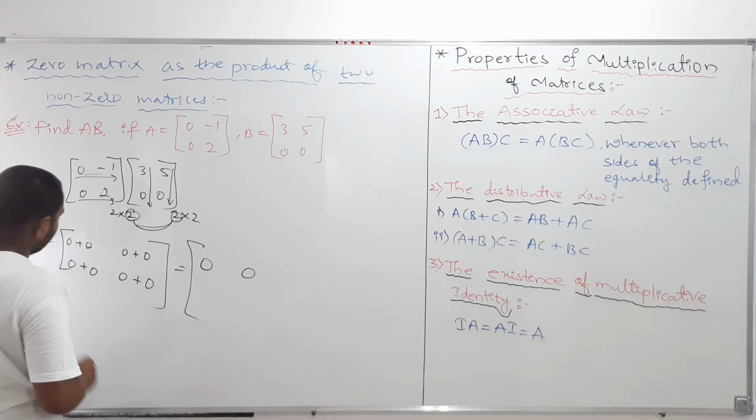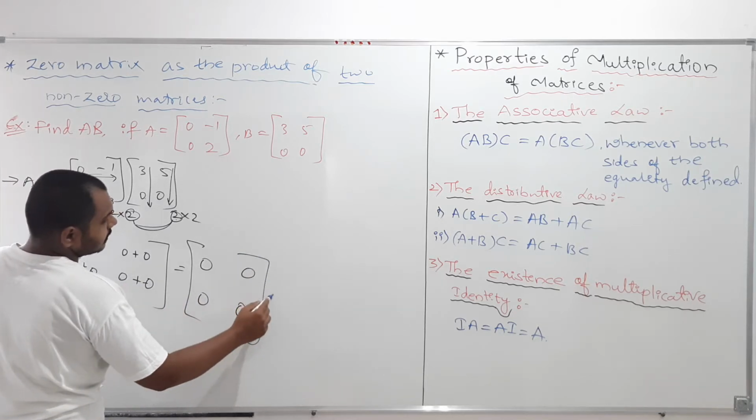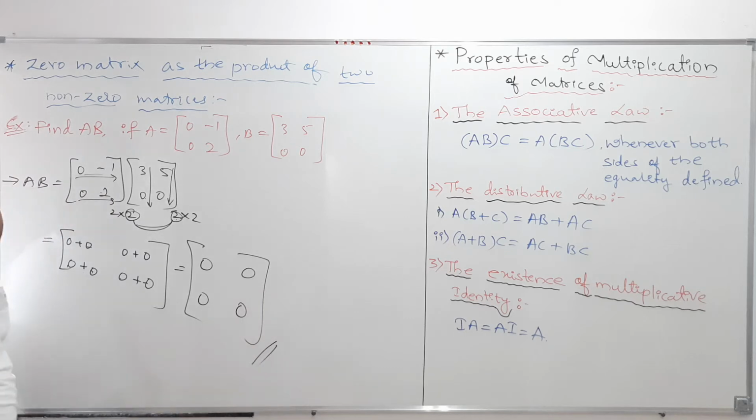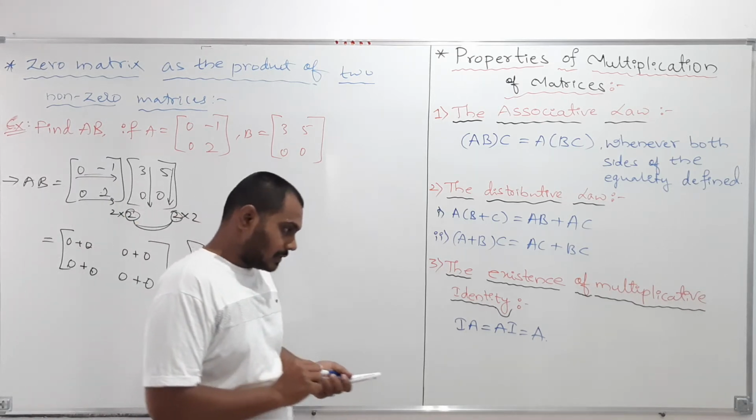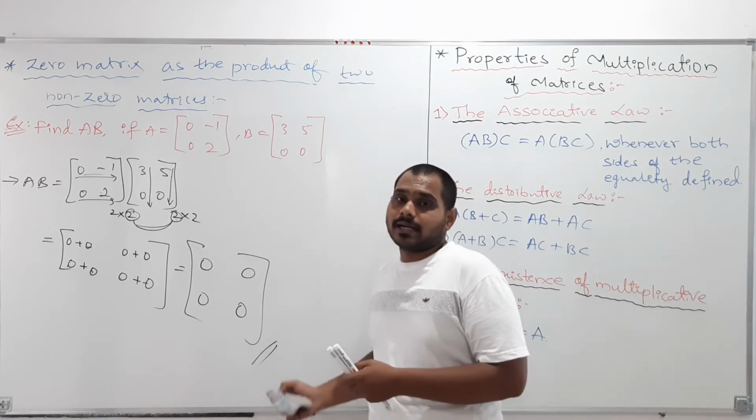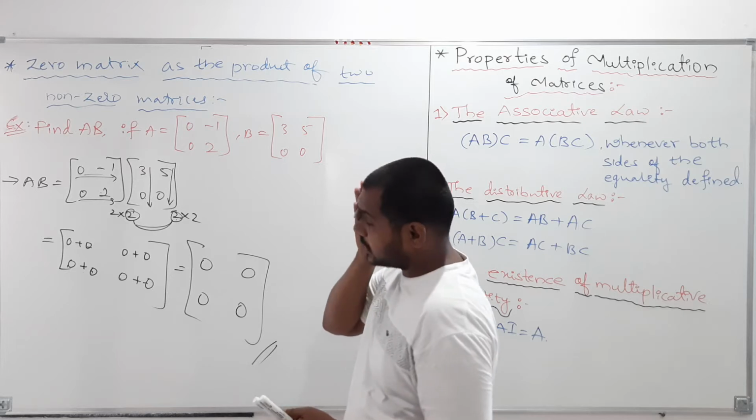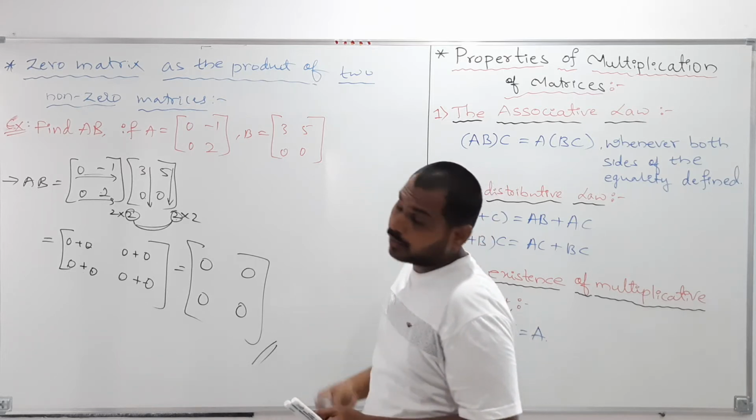0 plus 0 is 0. 0 plus 0 is 0. 0 plus 0 is 0. So this is nothing but your zero matrix. Therefore, my dear students, please remember, if we take any two non-zero matrices, then their product may be equal to 0. I hope you understood.